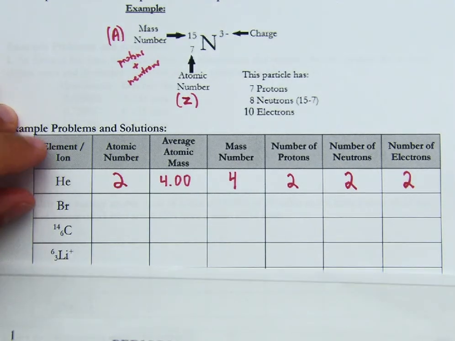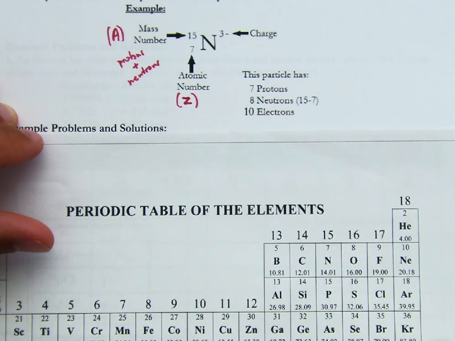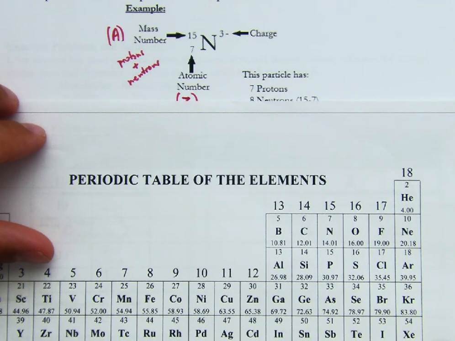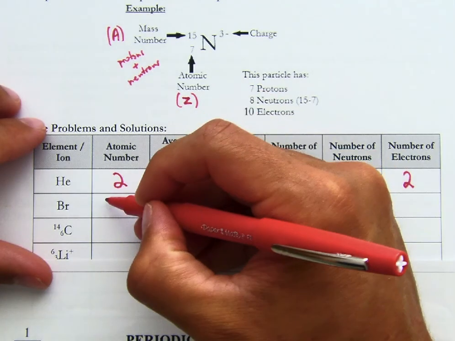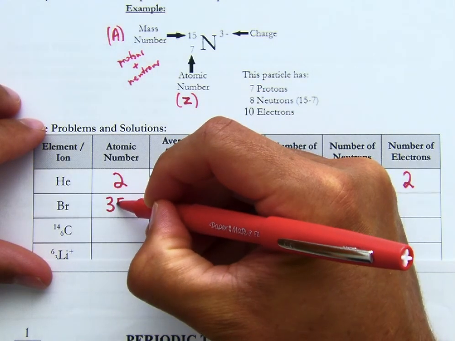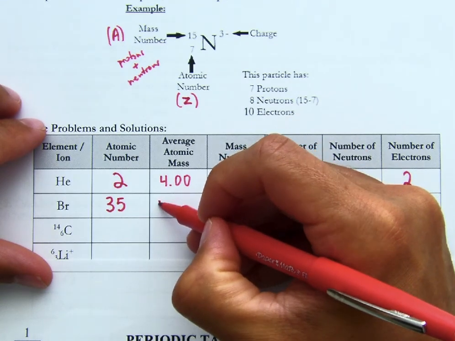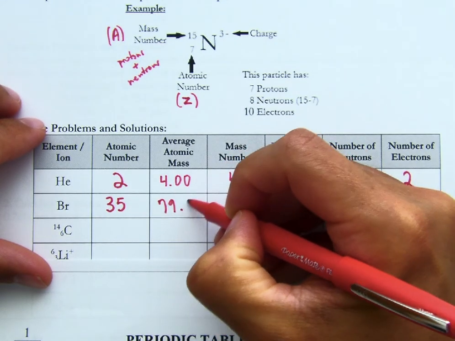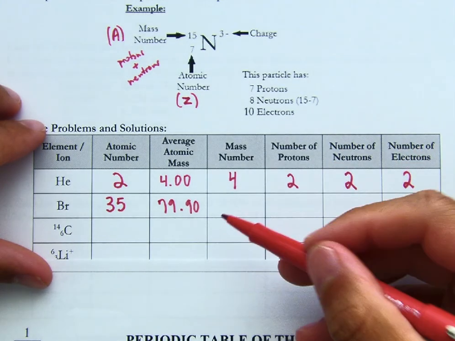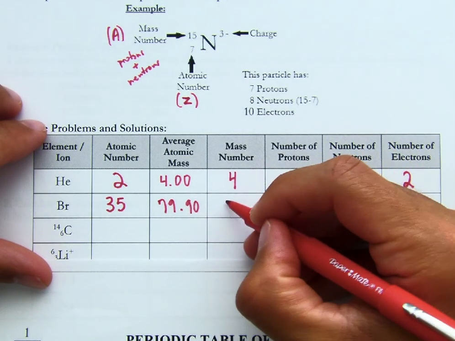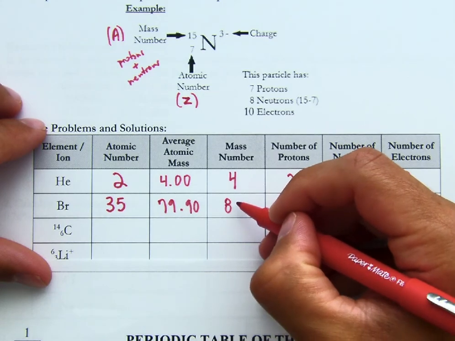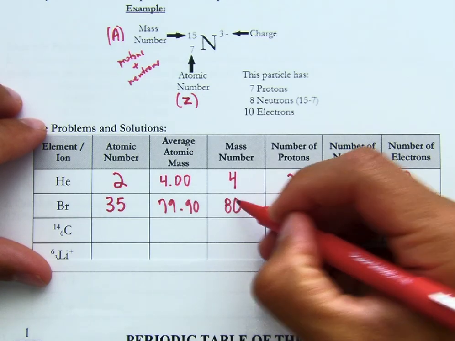The next one on here is Br. So we're going to find Br on the periodic table. It's right here. It's element number 35. So the atomic number is 35, and the average atomic mass is 79.9. So for a mass number, I'm just going to go to the nearest whole number. So we'll say that for this atom, probably the most likely isotope, the mass number is 80.